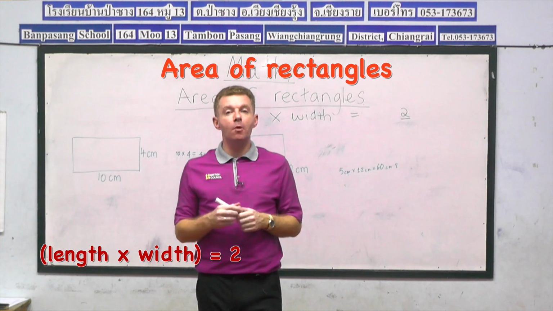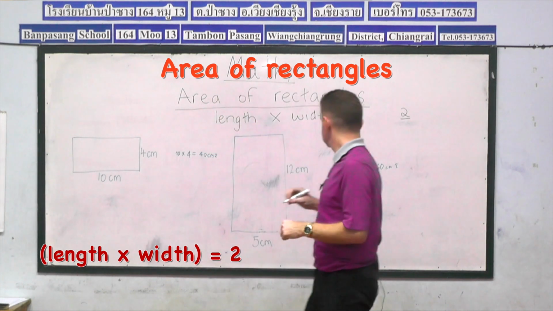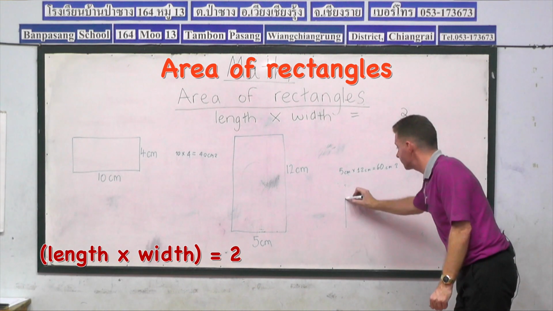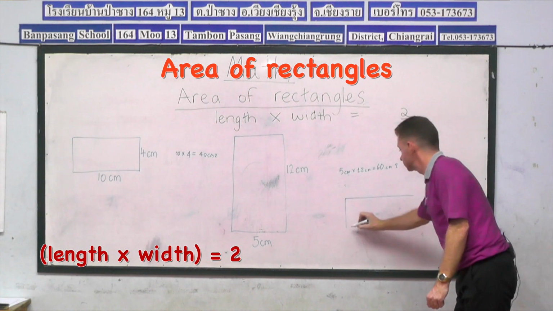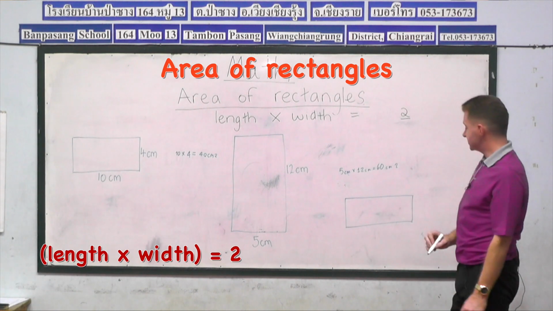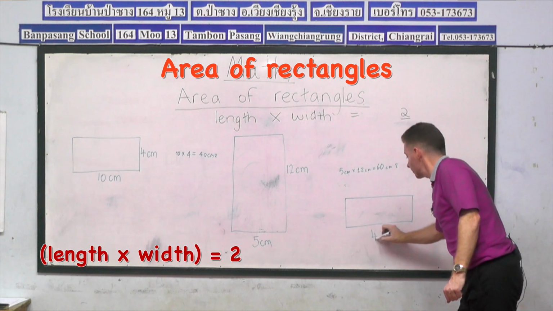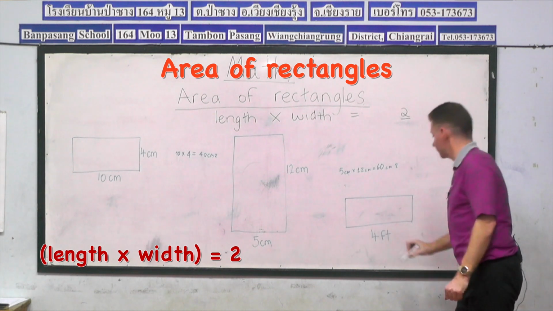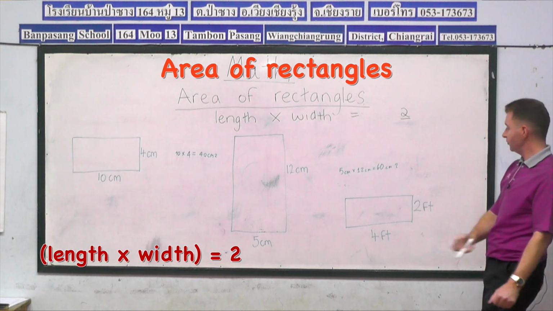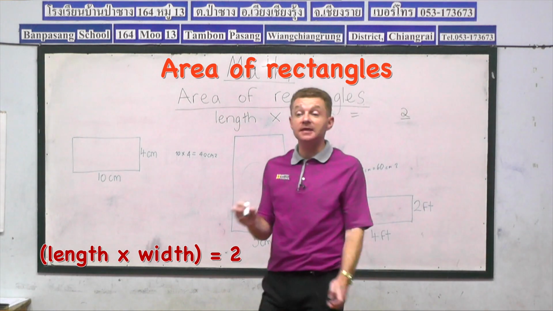And let's do one more together before we move on to the next part of the lesson. So let's have one more rectangle, but this time we'll use a different unit of measurement. So this time we will use, let's say this is 4 foot. And then here we have 2 foot. So we're not dealing in centimeters anymore. Now we're dealing in foot.